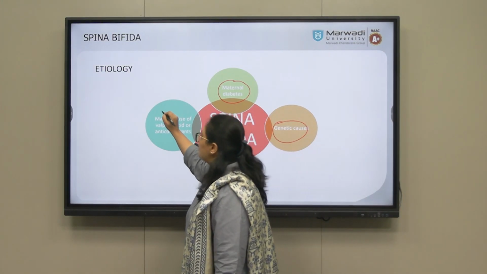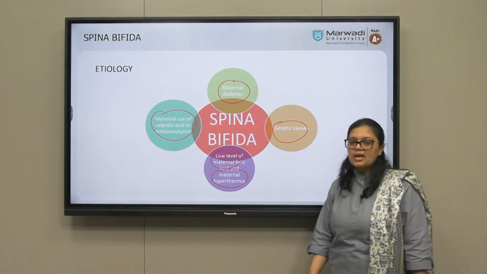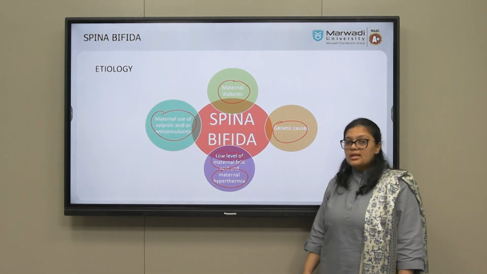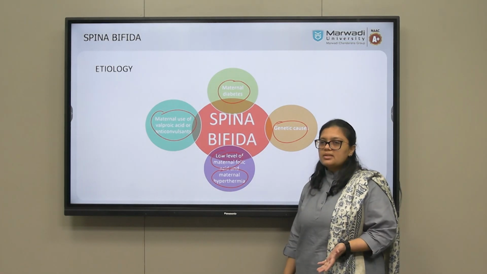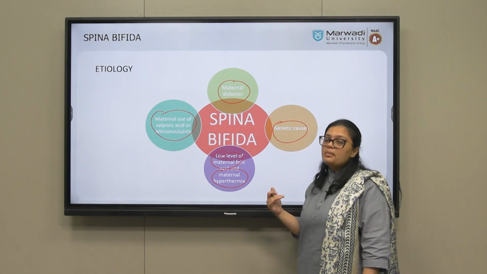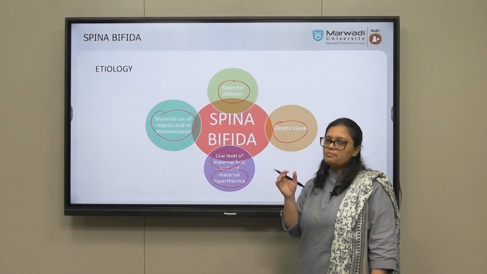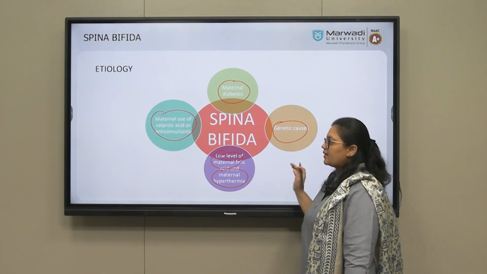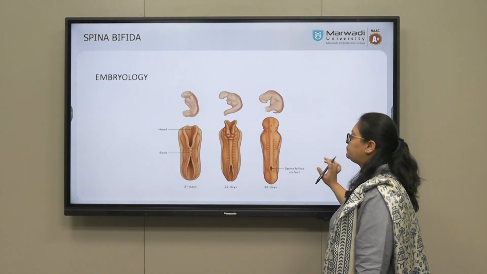Then there is maternal use of valproic acid or anticonvulsants. If the mother is epileptic and is taking anti-epileptic drugs, that may lead to some development problem in the baby in the mother's womb. So, this is the etiology of spina bifida.